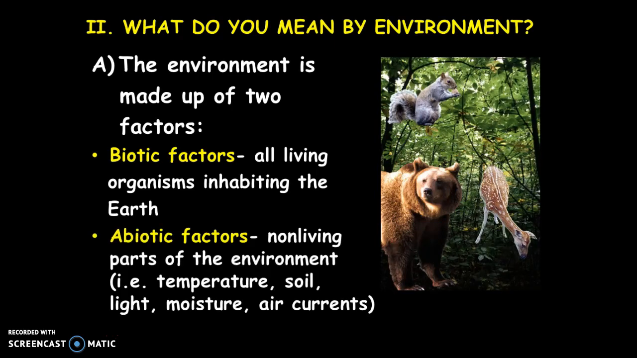The other factor is described as abiotic factors, so these are all of the non-living parts of the environment, just like that prefix A of abiotic meaning without will tell you. So we're talking about the parts of the environment that are without life or non-living. This is where we describe different parts of the environment as being temperature, soil, light, moisture, air currents, maybe precipitation, things of that nature.